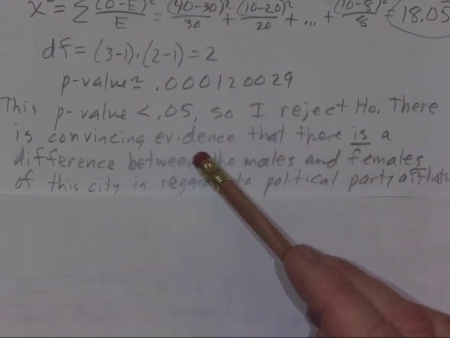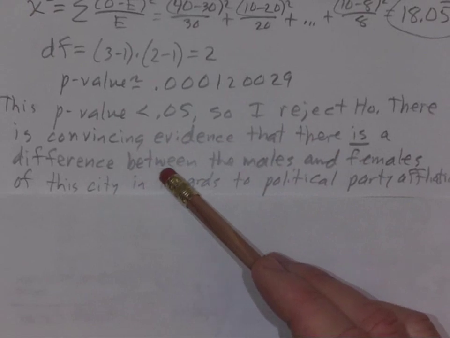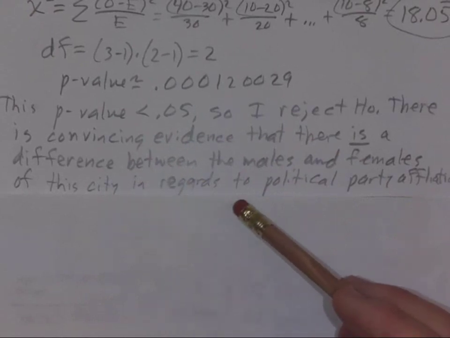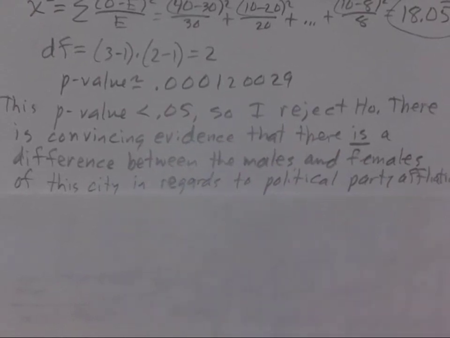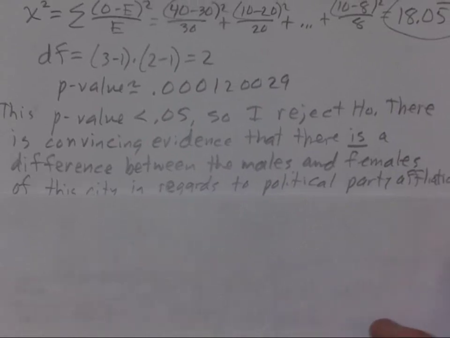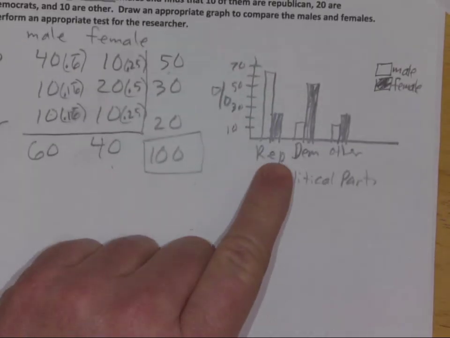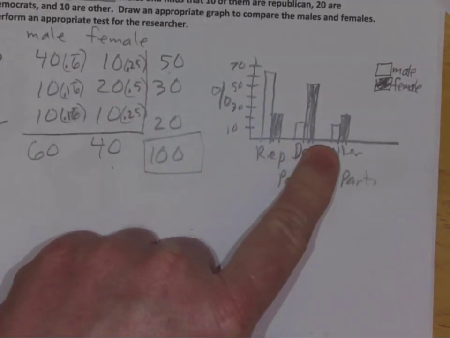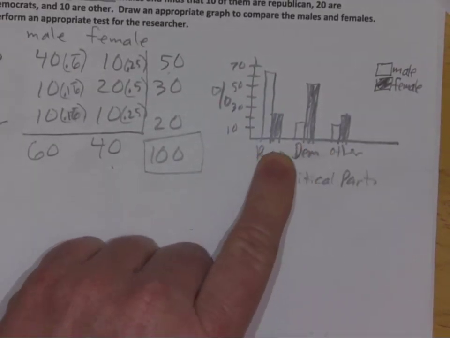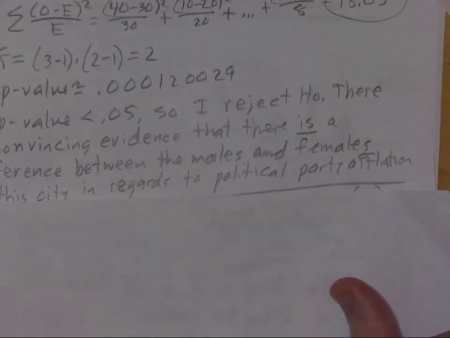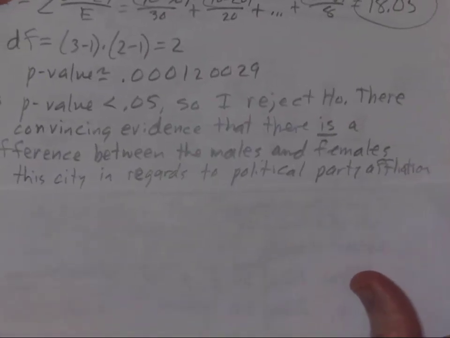There is convincing evidence that there is a difference between the males and females in this city in regards to political party affiliation. And that's not surprising when you look at this. You're like, whoa, there appears to be a difference between the males and females, and that's what that p-value is telling us as well.